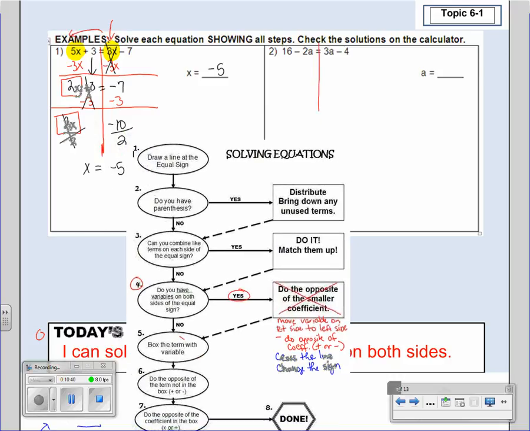Draw a line down the equal sign. Do we have parentheses? No. Can you combine like terms? No. Do we have variables on both sides of the equation? I have a negative 2a on the left and a positive 3a on the right.